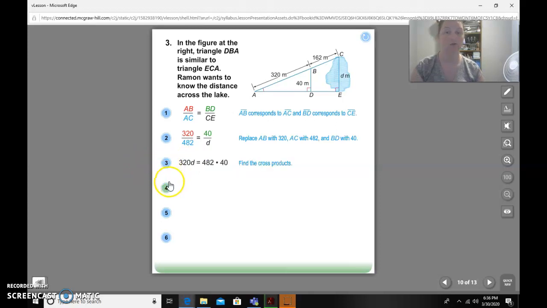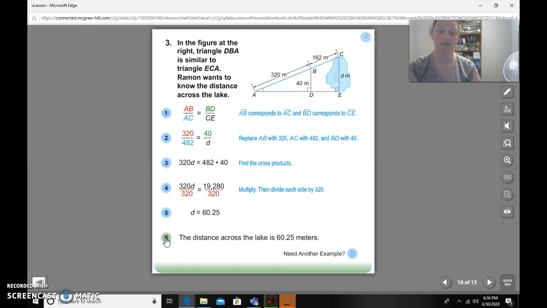320D is equal to 482 times 40. Divide by 320. D equals 60 25/100. So the distance across the lake is 60 25/100 meters. It's a lot to take in. If you need a pause, pause. Do what you got to do.